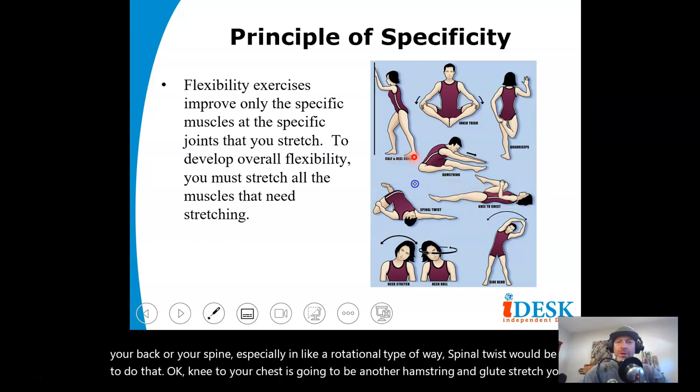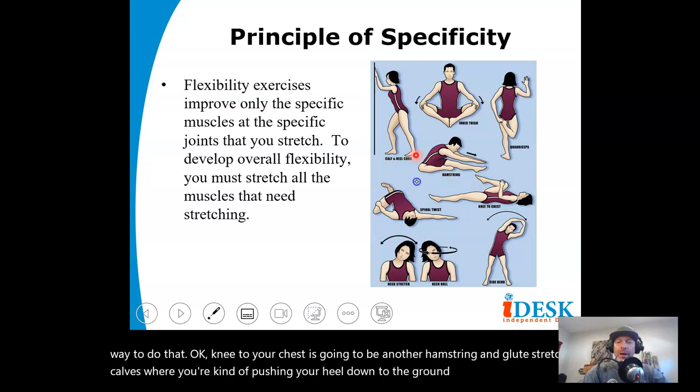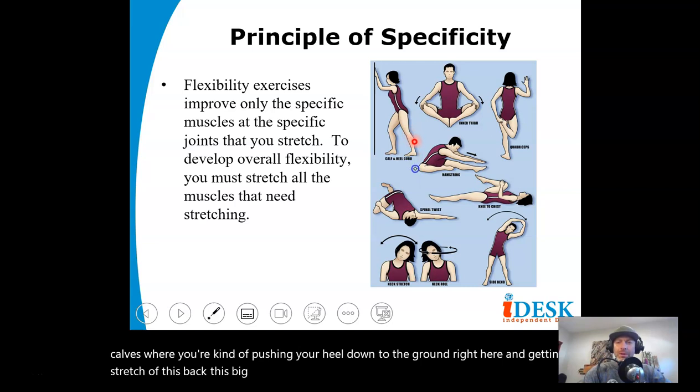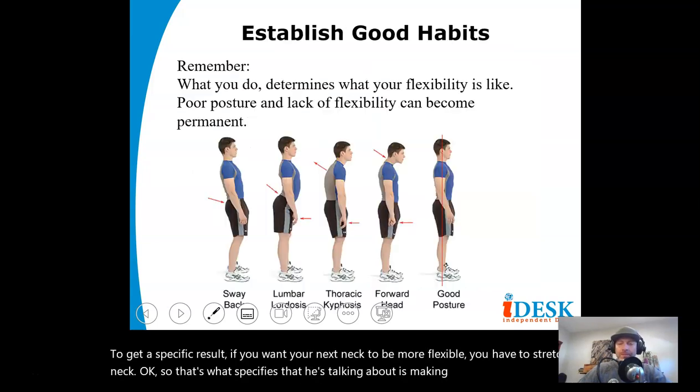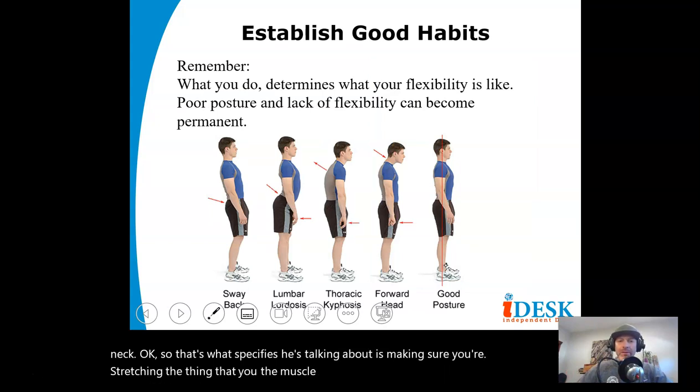Your calves, where you're pushing your heel down to the ground right here and getting the stretch of this big muscle in the back, which is your calf muscle, or your gastrocnemius, is what it's called. But yeah, so to get a specific result, if you want your neck to be more flexible, you have to stretch your neck. So that's what specificity is talking about: making sure you're stretching the muscle group that you want to have better flexibility with.